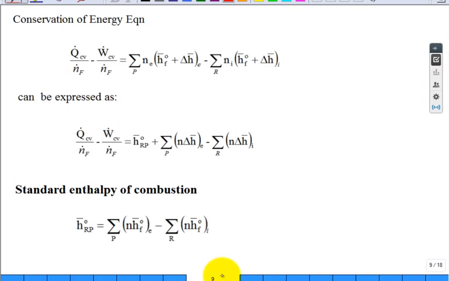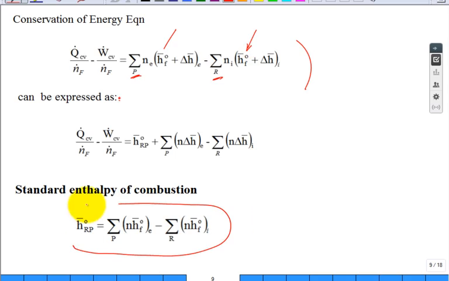Good. So as a summary, here is our energy equation. Looks familiar. Sum over the products, then sum over the reactants. You can also rewrite this by grouping all the enthalpy of formations together. And when you do that, you can introduce a new term called the standard enthalpy of combustion. This does not take into account the temperature of the products or the temperature of the reactants. This is just the enthalpy of formations and the stoichiometric coefficients.